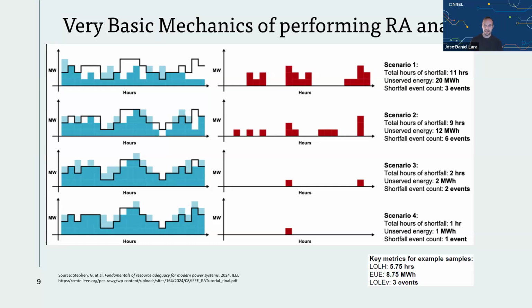So in this particular case, on average, these systems have about 575 hours, but they lose 875 megawatt hours of energy. And again, what we can observe here is that depending on your stakeholder requirements, some of these scenarios might be more or less acceptable. So we'll go to the next slide.